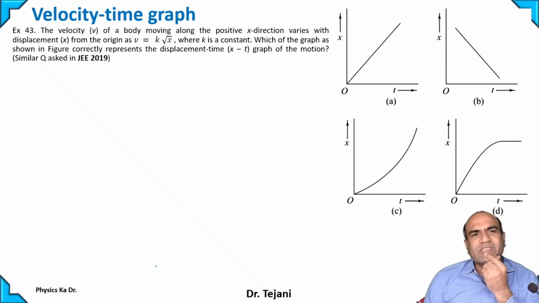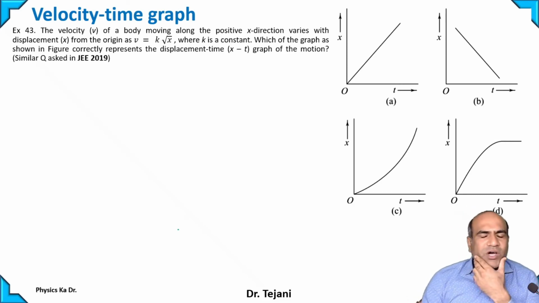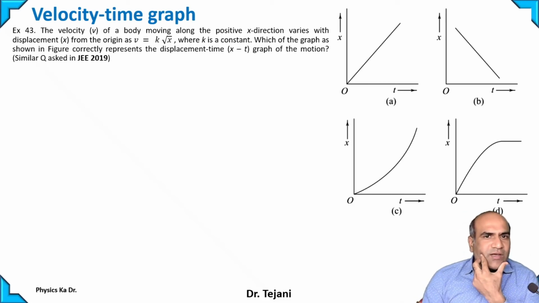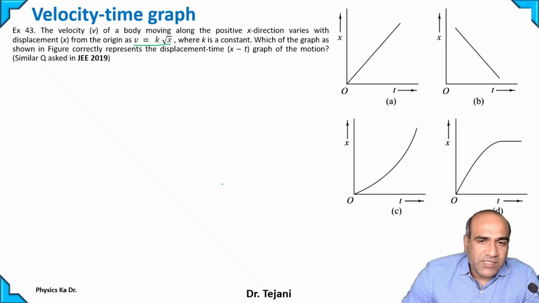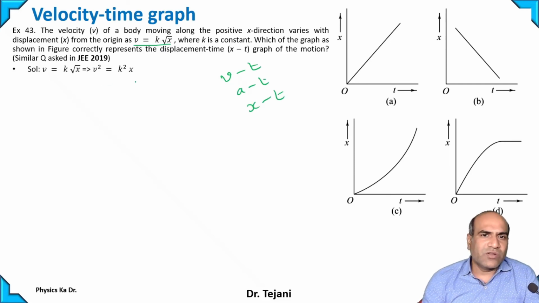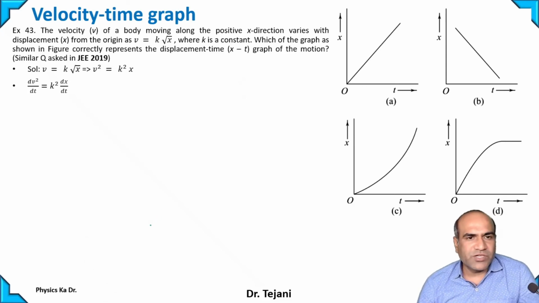Again, a similar question was asked in JEE 2019. The velocity v of a body moving along the positive x direction varies with the displacement x from origin. v is equal to k root x, where k is constant. Which of the graph is representing this? See here, the equation is given, v is k root x. So we have to convert this into a v-t graph or maybe an x-t graph. We cannot use v to x here because our final graph is having x to t. So we have to have a conversion for that. So we just have to have differentiation for that.